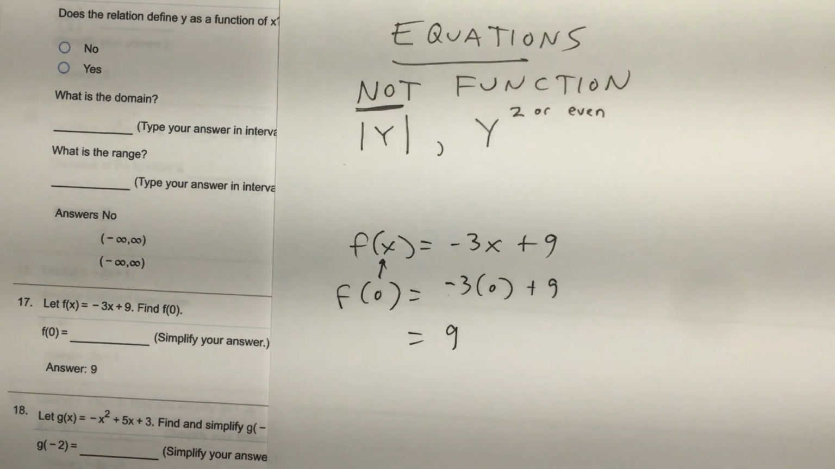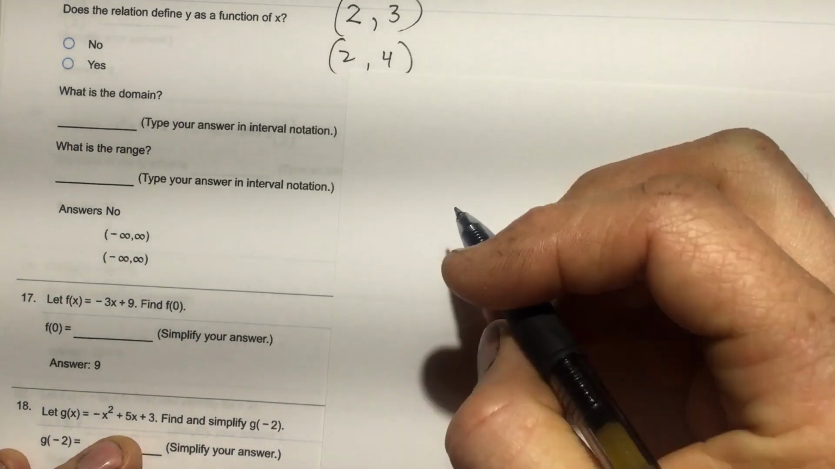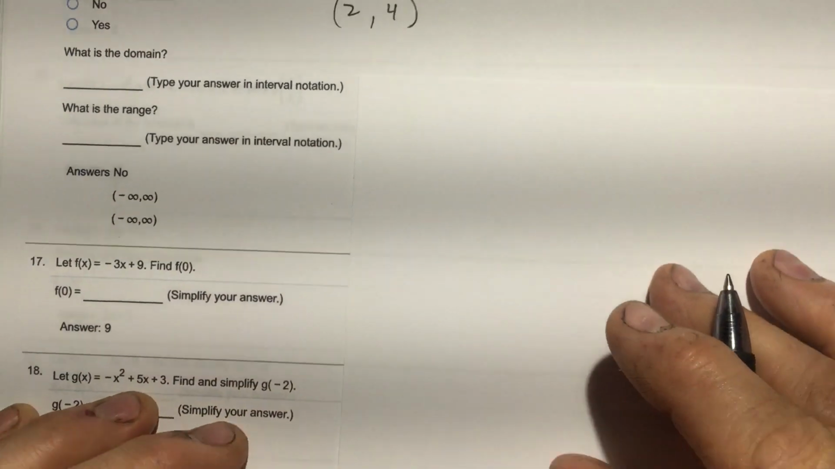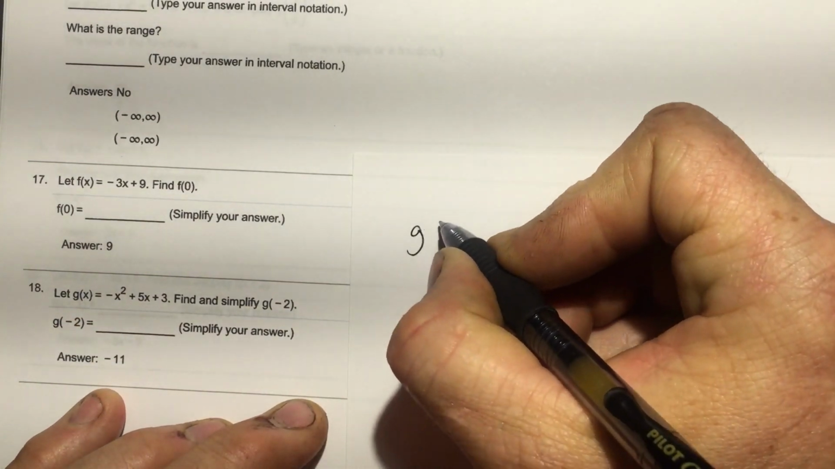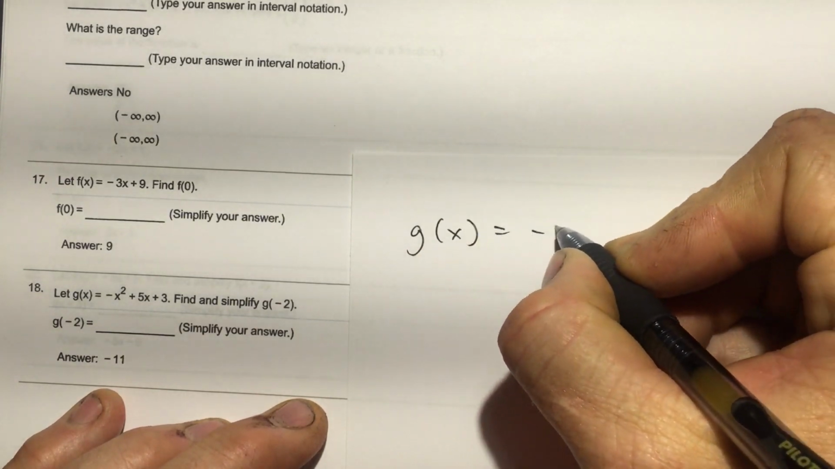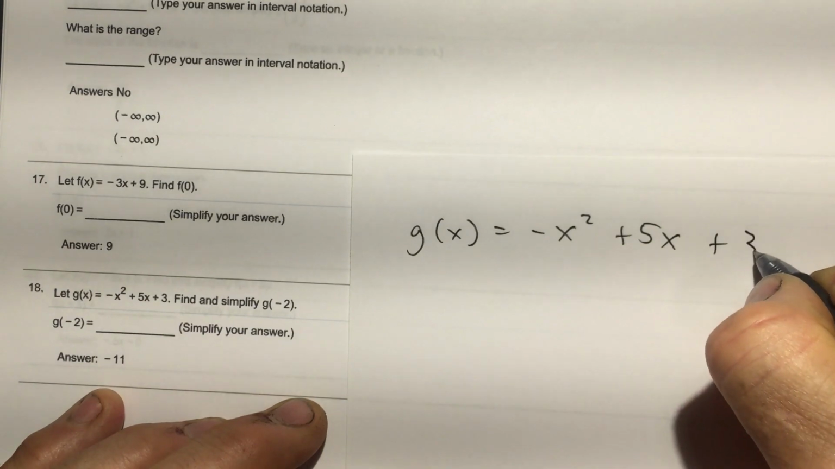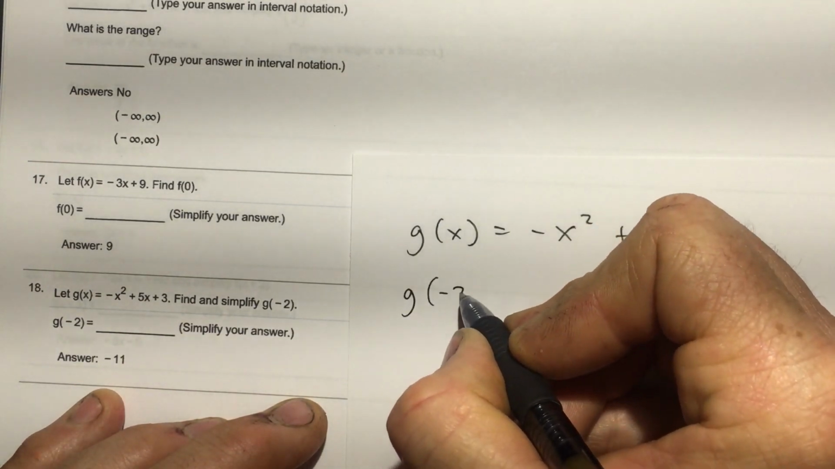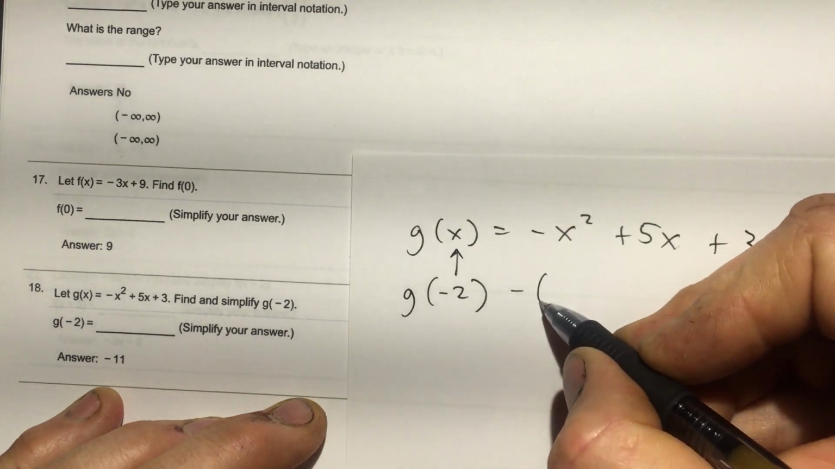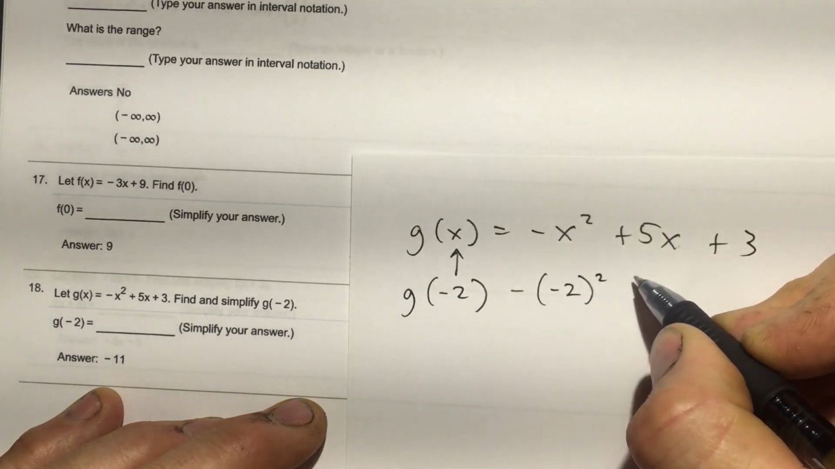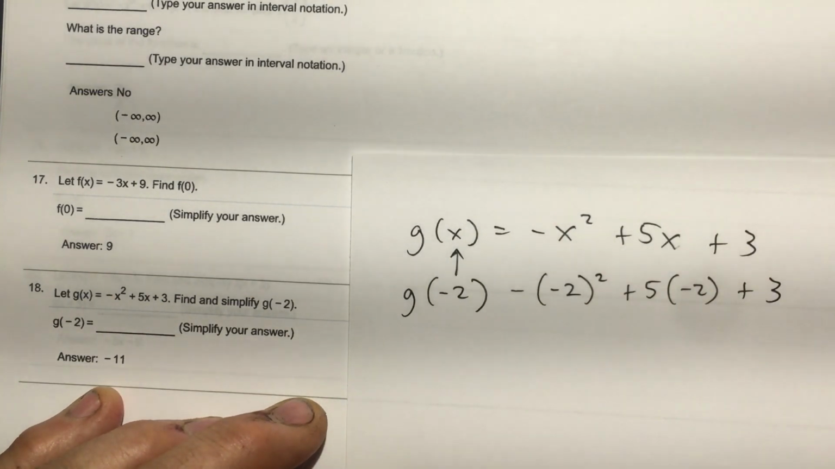Okay, let's go to the next one here, 18. This one here, g of x equals negative x squared plus 5x plus 3. What's g of negative 2? So I'm going to put negative 2 in for x. So now negative 2 will go there, negative 2 will go there, and that's what you've got.